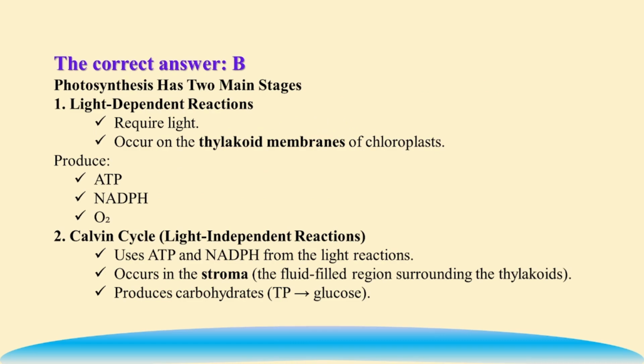The correct answer is B. The light-dependent reactions occur on the thylakoid membranes where chlorophyll, photosystems, and electron carriers are located. The Calvin cycle takes place in the stroma, the fluid-filled region surrounding the thylakoids.